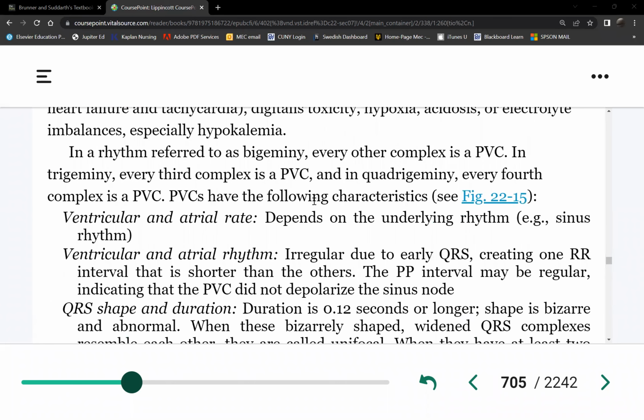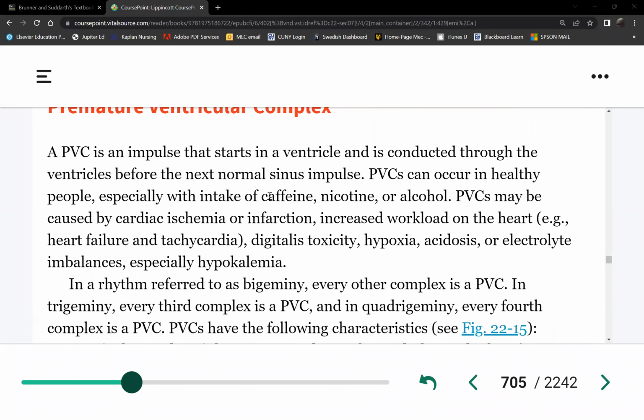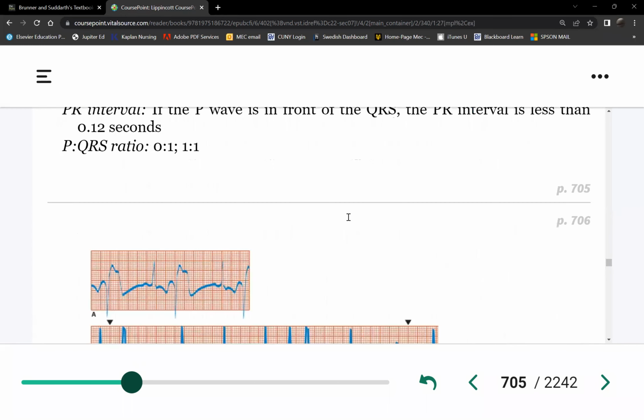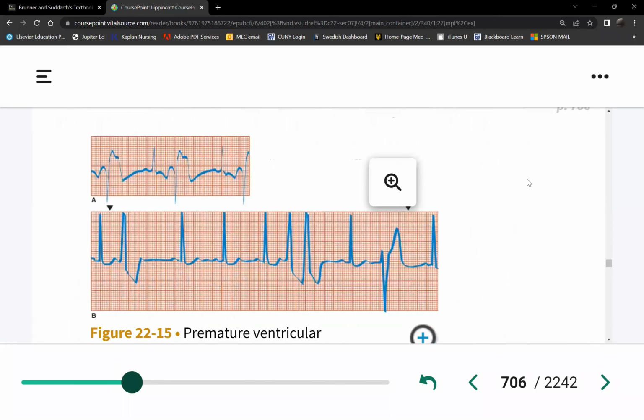Again, if it's not causing symptoms on the patient or the patient is otherwise healthy, they're fine. The patient will just be advised to identify and eliminate the causes. All right, so that's how we handle PVCs. Now, what do PVCs look like? It can be variable. Now, there are different patterns to PVCs.